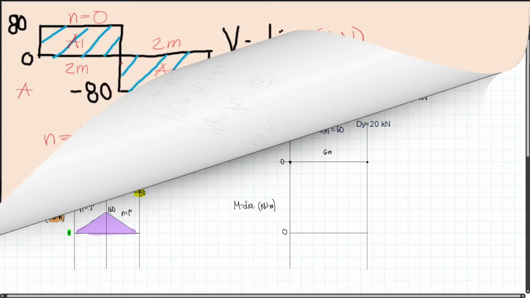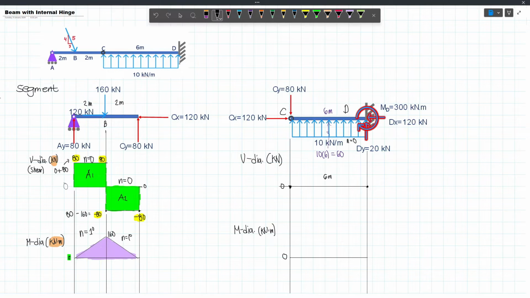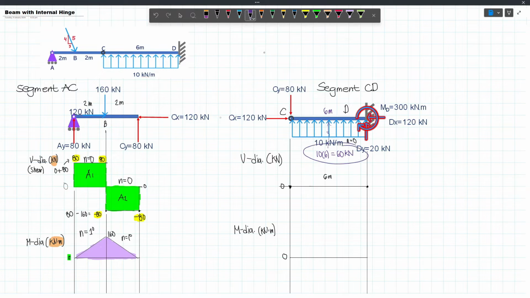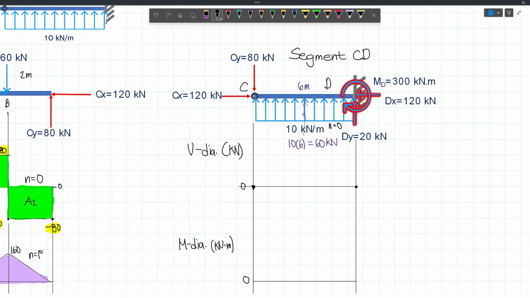And so now, I have redrawn here the first segment, which is segment AC. So this is segment AC. And then now, we'll be moving to this segment, which is segment CD. And so sinulat ko na dito yung resultant, which is 60 kN. And so let's first start dito sa shear diagram natin. Now, diba, we will be starting at 0. And then we will move down.